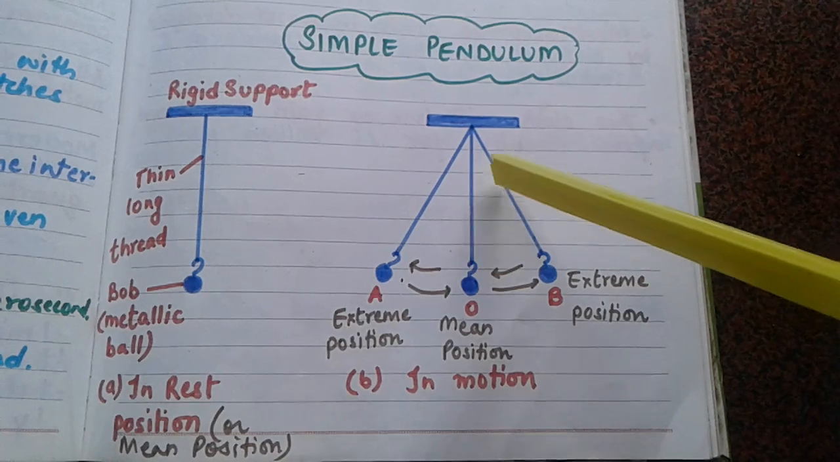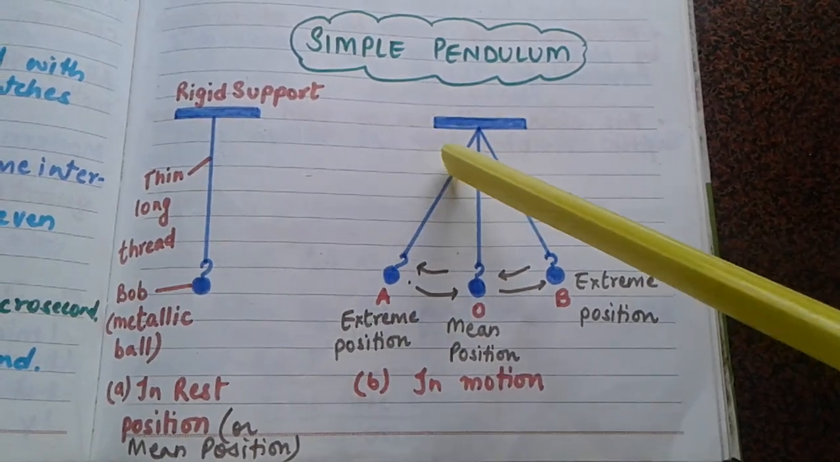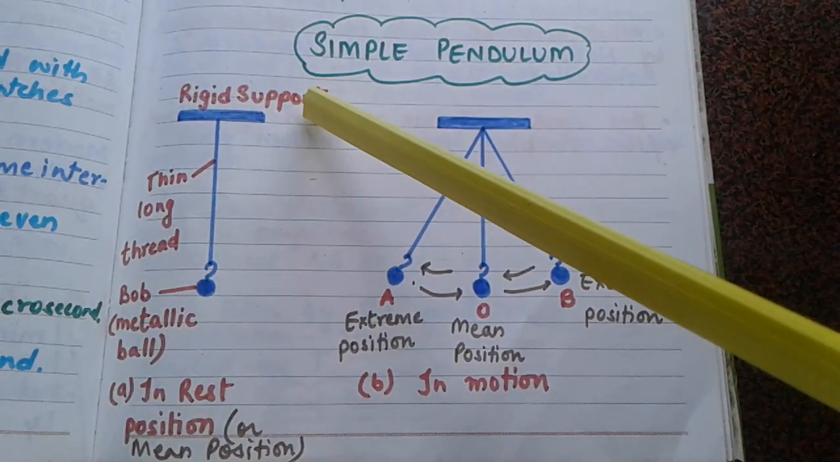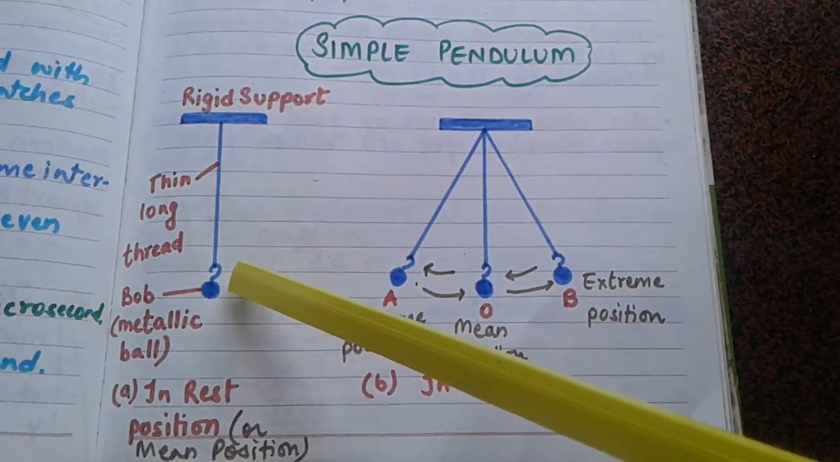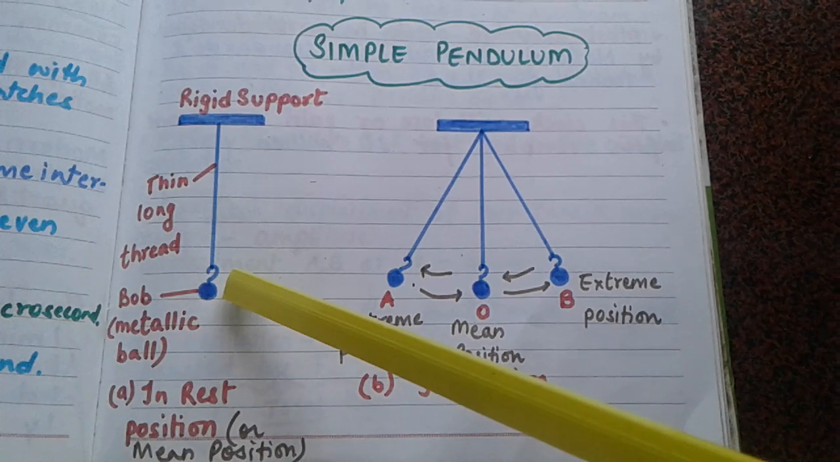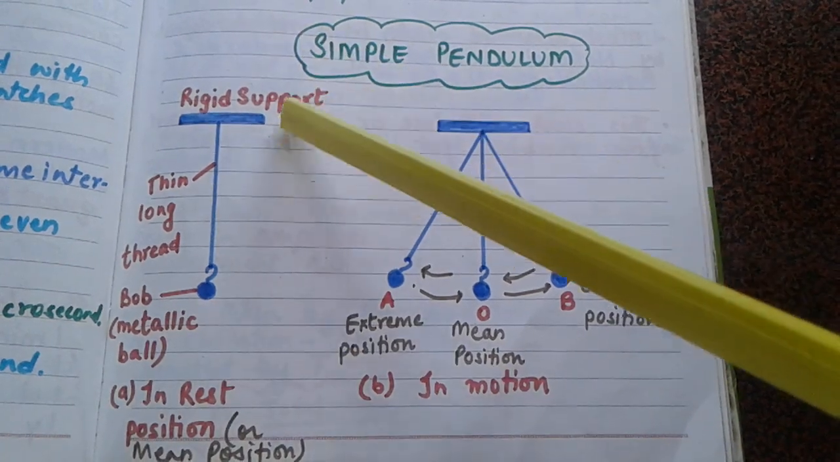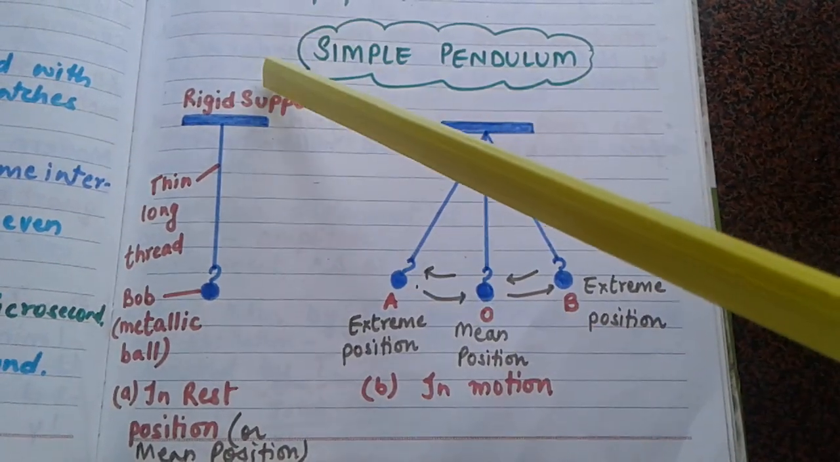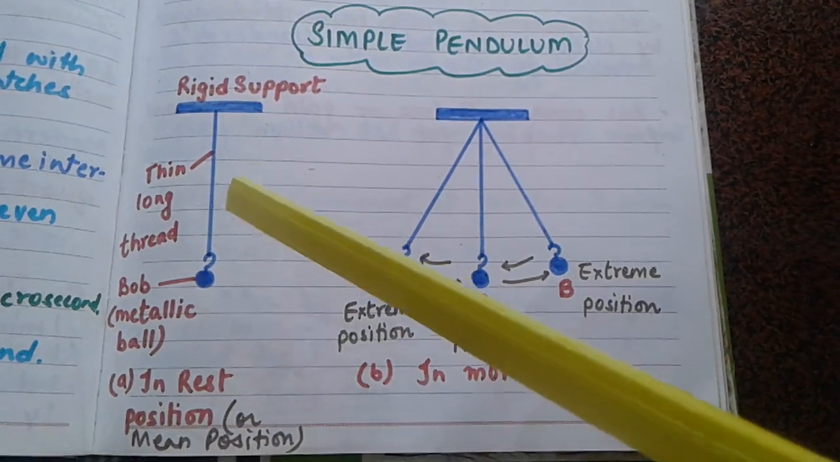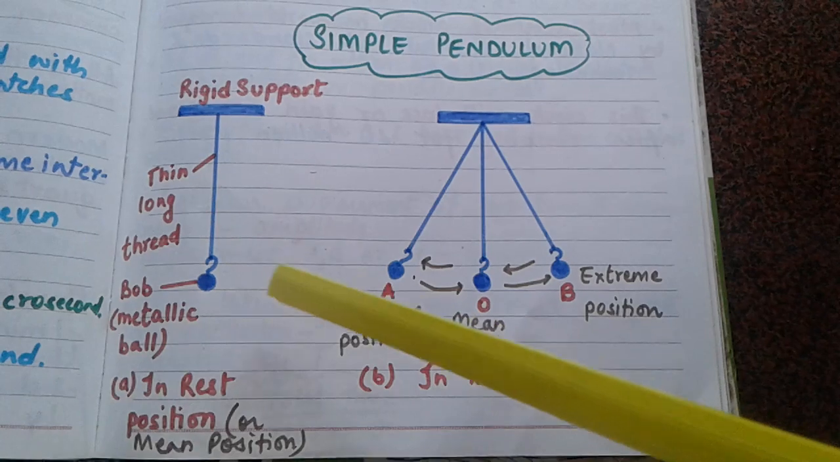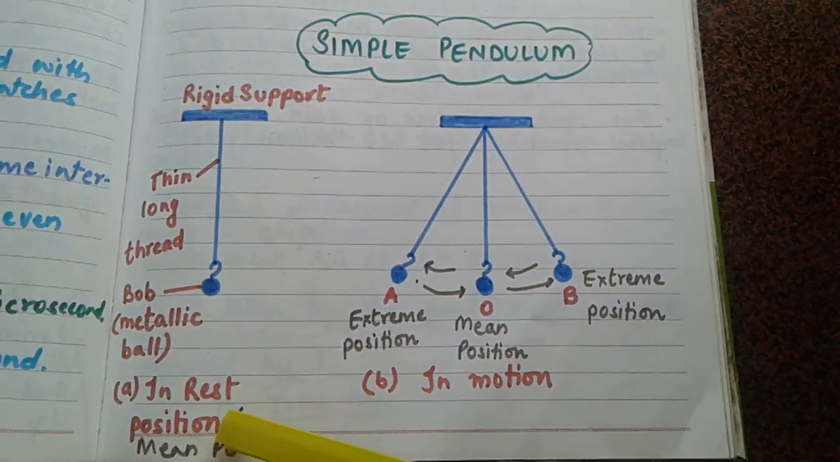Now children, see that this is a figure showing the simple pendulum. A simple pendulum consists of a small metallic ball, also known as the bob, suspended by a light string from a rigid support. In this figure we have shown two positions. First is the rest position, also known as the mean position.